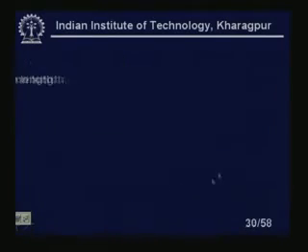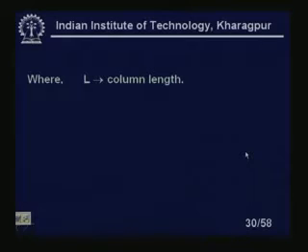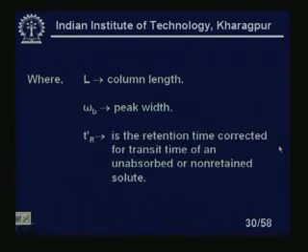What is this legend? Let us explain. Where L is the column length, omega B is the peak width, and T dash R is the retention time corrected for the transit time of an unabsorbed or non-retained solute.